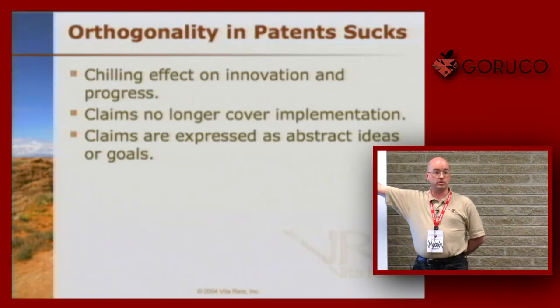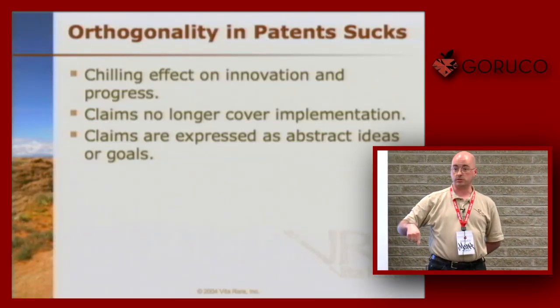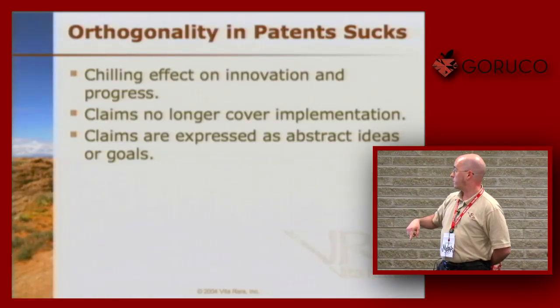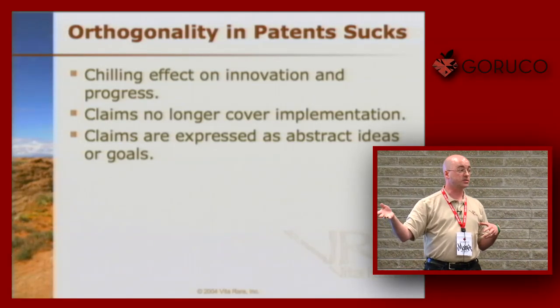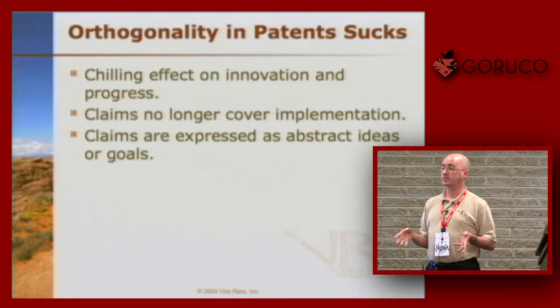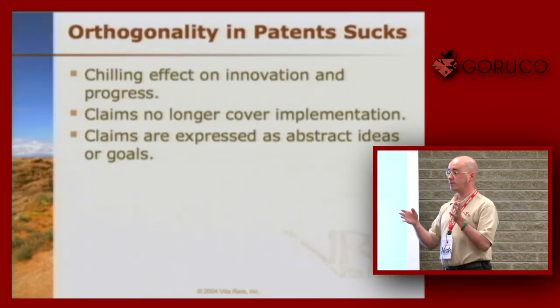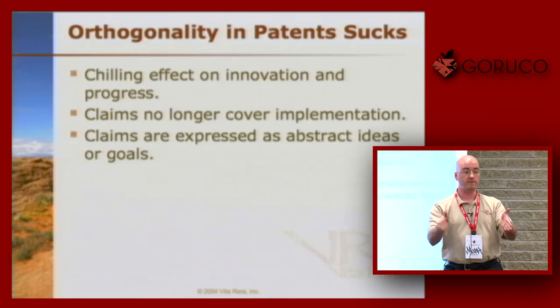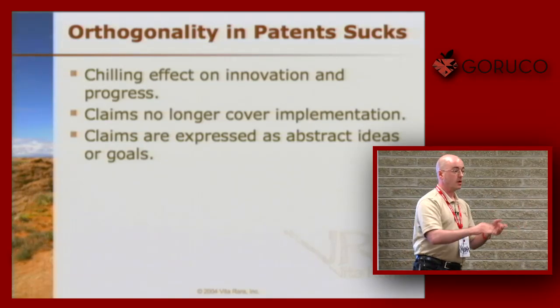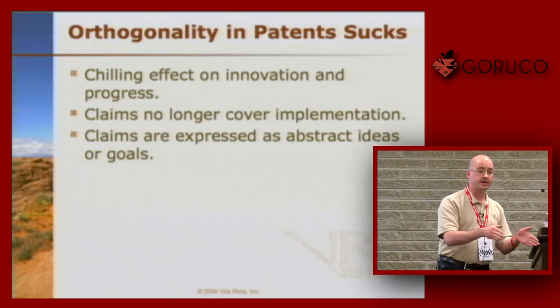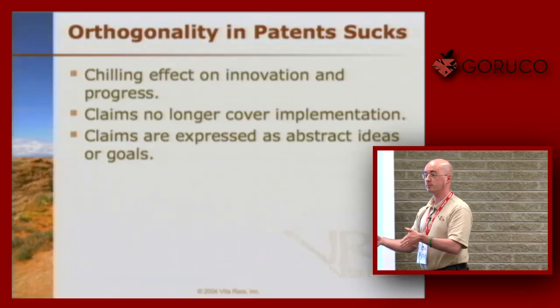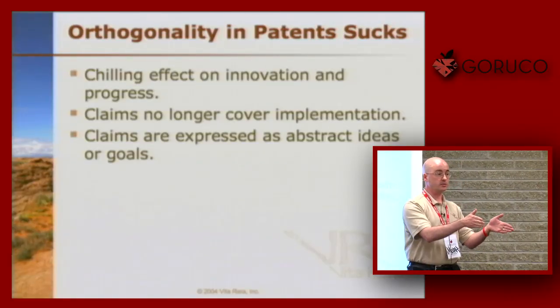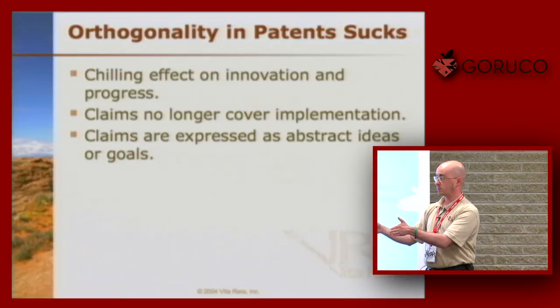So, the claims no longer cover the implementations. They're expressed as abstract ideas, or what they're actually doing today is no longer patenting what the invention is, but what the goal of the invention is. So my patent covers the idea of tracking a shipment. Not how it tracks it, but tracking a shipment.